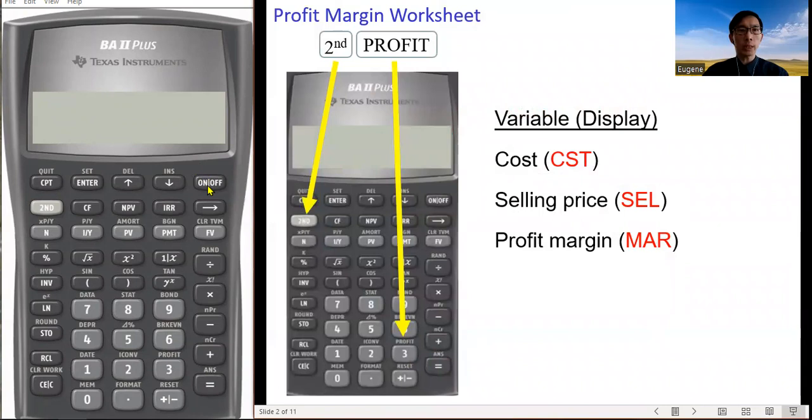The profit margin worksheet can be activated by pressing the second key and then the number 3, the profit margin worksheet. There are altogether 3 variables. The variable CST corresponds to the cost. The variable SEL corresponds to the selling price. And then the last variable MAR denotes the profit margin. Let's take a look at a series of examples.